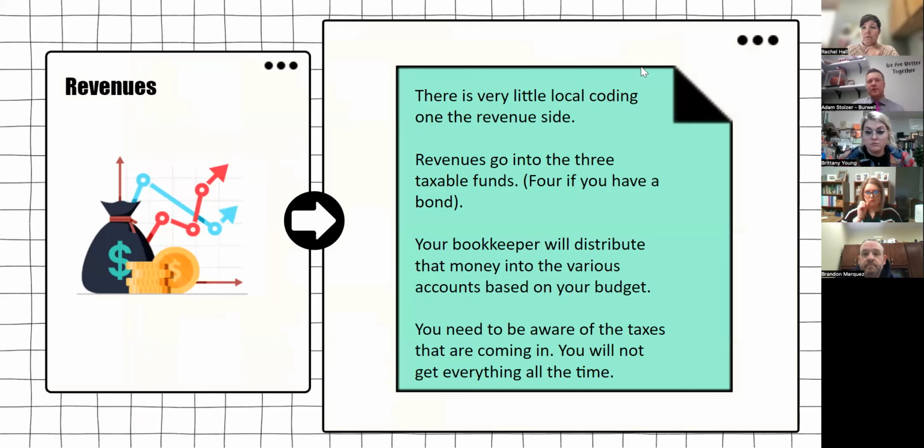So just a couple things, revenues. I think there's very local coding on the revenue side. I think it's pretty cut and dry where that goes. Did you guys see that in your districts as you talked? Yep. Revenues go into three taxable funds, four if you have the bond. The bookkeeper distributes the money into those various accounts. And you'll just need to be aware of the taxes that are coming in. As we talked about in the first video, we're not getting 100% of the taxes every month. And you have certain months that are worth so much more, just when people are paying their taxes and they're coming in.